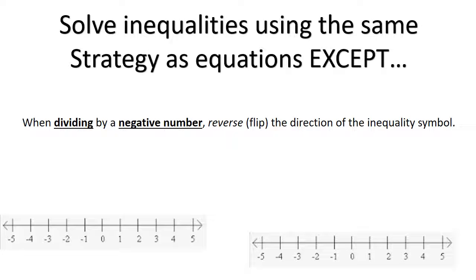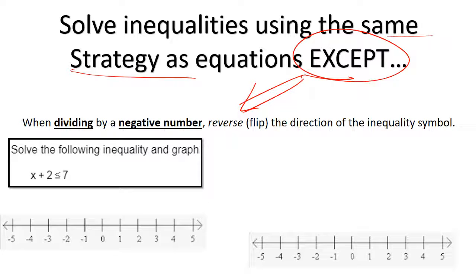Now, here are some problems in which you first must solve for x before you graph. When you solve inequalities, you use the same strategy as with an equation, except you have to remember to reverse or flip the direction of the inequality if you ever divide by a negative number. For instance, here, I see I have to solve this inequality, so I move over the 2. It's a subtracted 2. Now that is subtraction, not dividing, so I don't flip the symbol, and I end up with x less than or equal to 5. So I'll have a closed end point on the 5, and it will be shaded to the left.